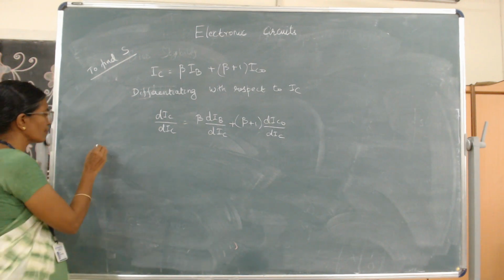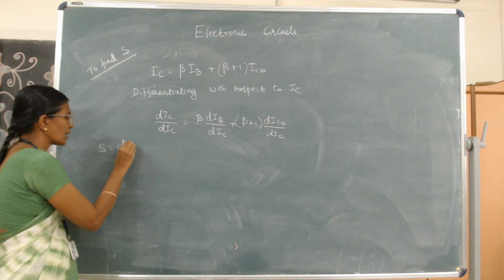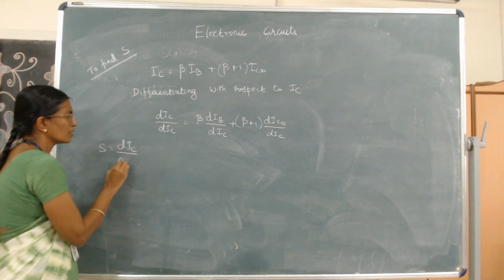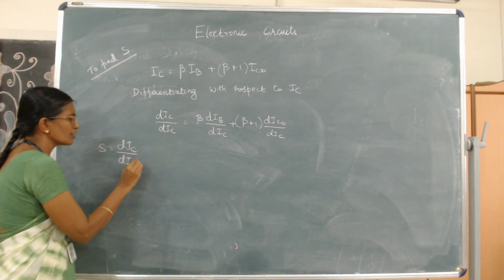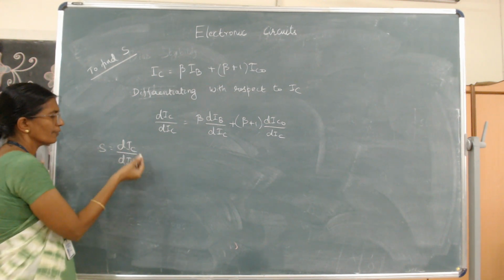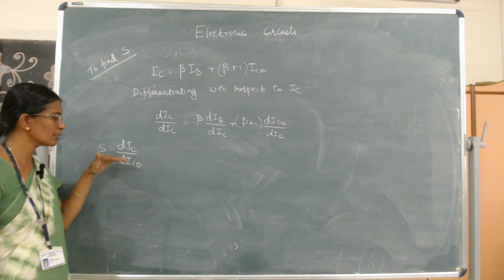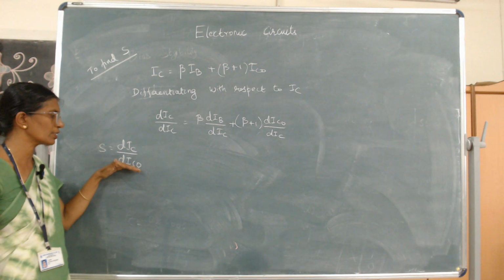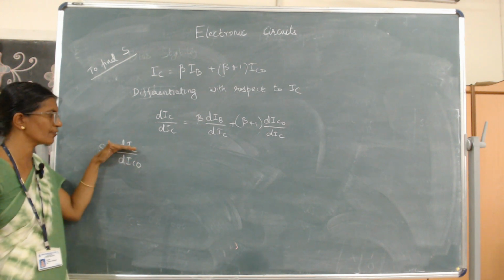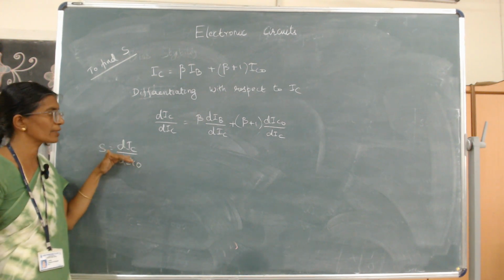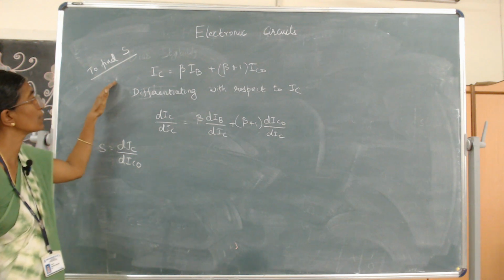So S is given by dIC divided by dICO, which is nothing but the variation of the IC with respect to the ICO. ICO varies with temperature. Because of the variation of temperature, ICO varies. Because of ICO variation, IC varies. So this variation should be minimized. To understand it, we will have the stability factor S.